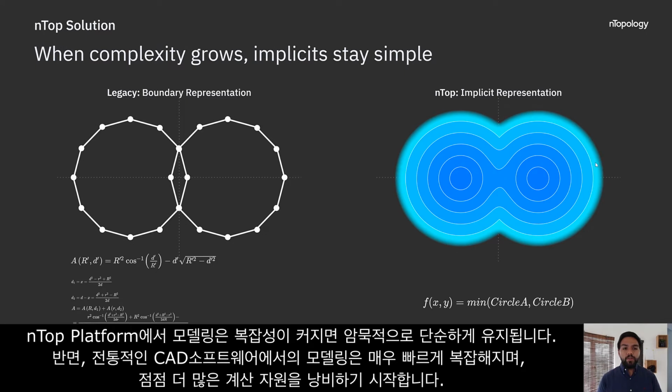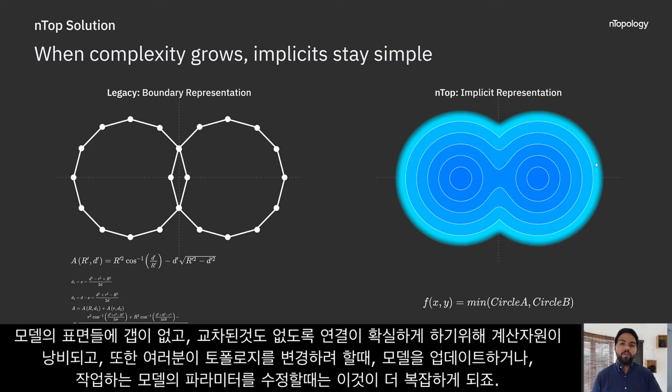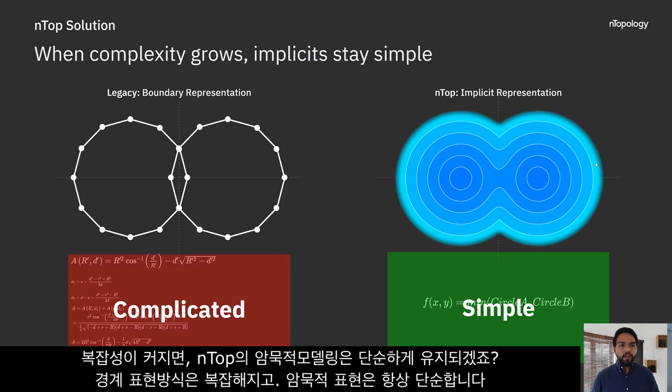And so as we start to do things with our modeling software, when complexity grows, implicit stays simple, whereas boundary representations, traditional CAD models get very complex very quickly. And we start wasting more and more computational resources to make sure that our surfaces are knitted together, that there are no gaps, there are no intersections. And of course, this gets even more complex when you want to change topology. You want to make model updates and change the parameters of your underlying model. So when complexity grows, our implicit stays simple. Right, so boundary representation, it's complicated. Implicit representation always stays simple.